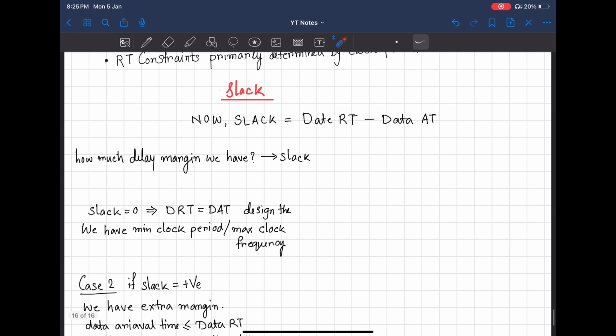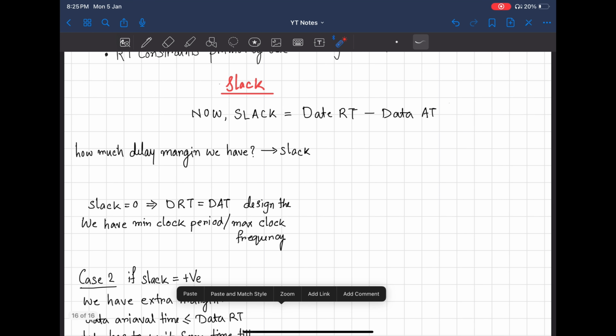Now coming to the slack. Slack is important because by analyzing the slack, or if you know the slack formula very easily, you can get a view on setup and hold violation, depending on whether slack is negative, positive, or zero.